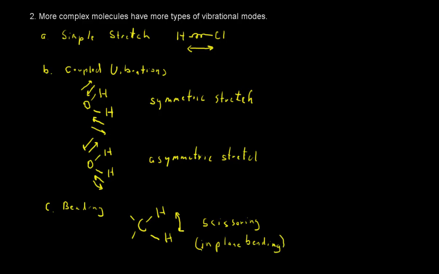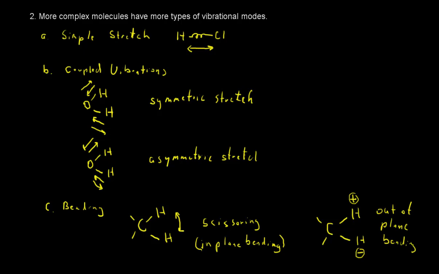I'll give one more example here. You can also have out-of-plane bending. So imagine, for example, that this particular hydrogen, the plus sign means it's coming out in our direction, it's bending out towards us. This hydrogen at the same time would be bending back away from us. So one's coming up out of the plane, one's going back, and that's known as out-of-plane bending. Now the more bonds and atoms you have in a molecule, the more bending and stretching and coupled vibrations that you can have, and the more complicated the spectra tend to become.